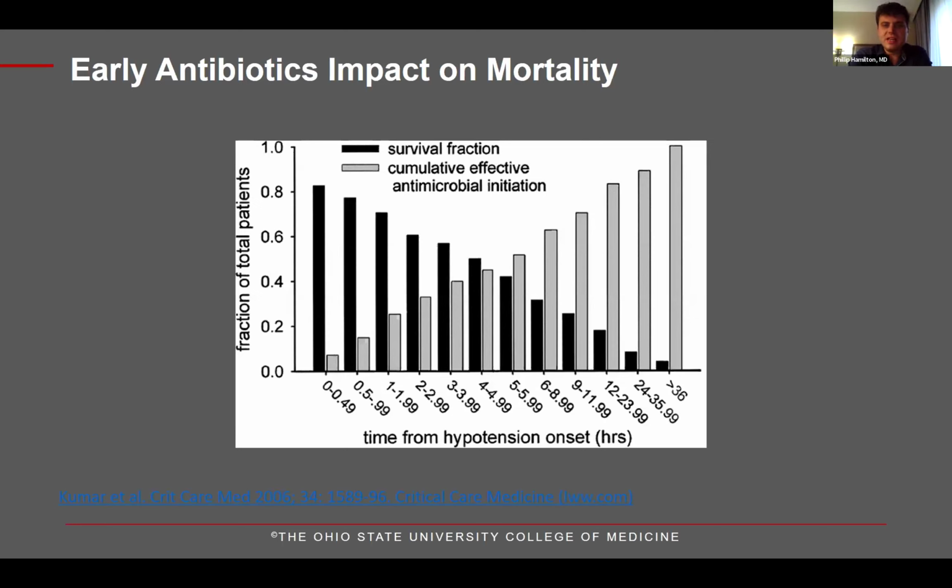And the key here is going to be those black bars, and see how precipitously the survival fraction declines with every hour that antibiotics are delayed from being administered. And so early antibiotics, especially in that patient population where they're hypotensive and shocky, is so critically important. And the guidelines actually recommend that the time from identification to administration of antibiotics be less than 1 hour.